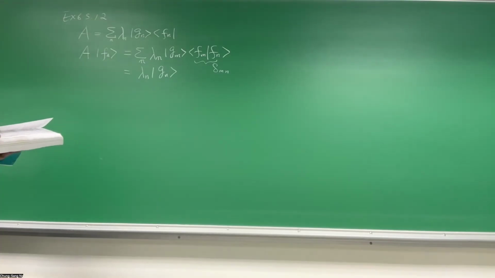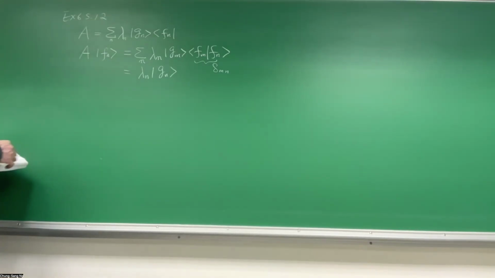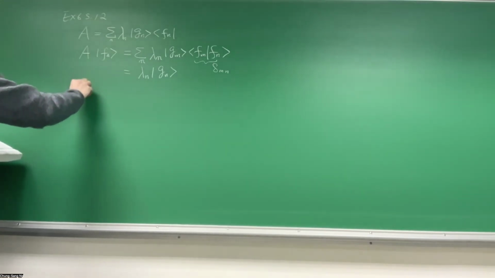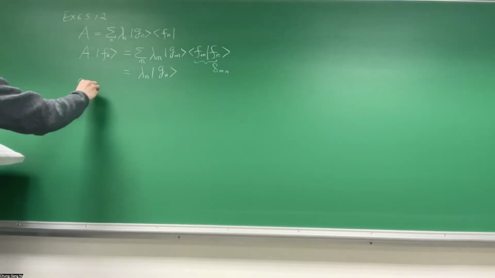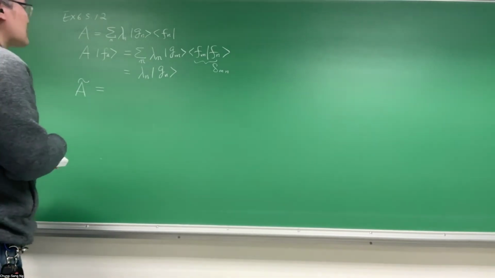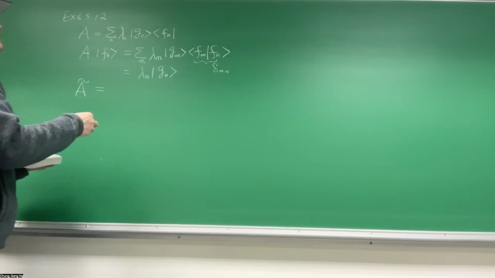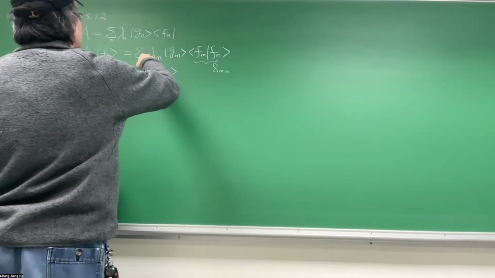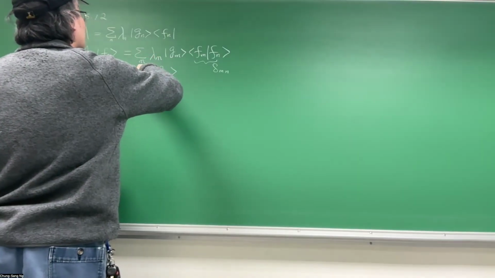So now you want to try the other one, the transpose of A, which is basically changing F and G, right? Because that's how you do the transpose. So basically, you have this G n.